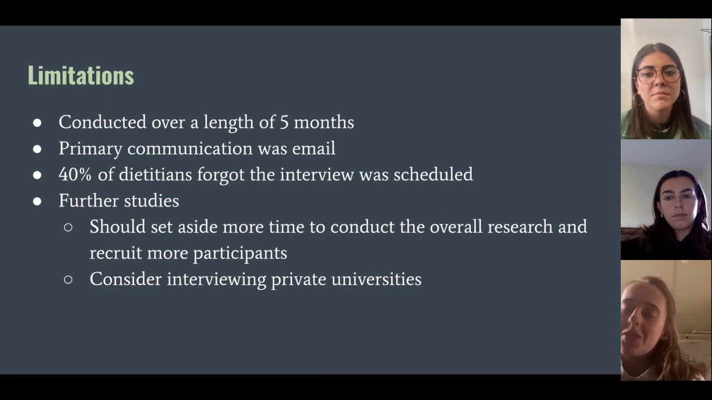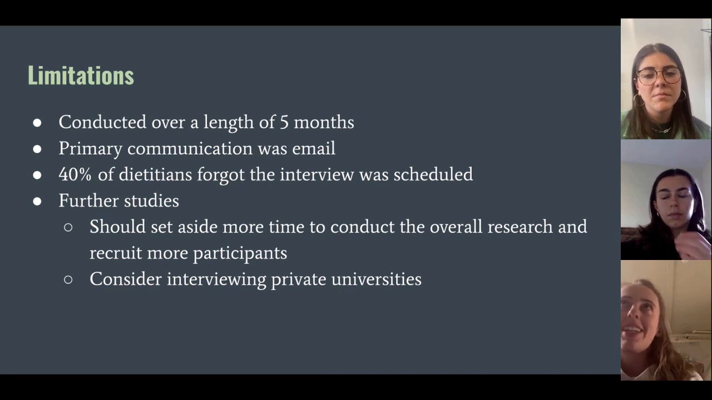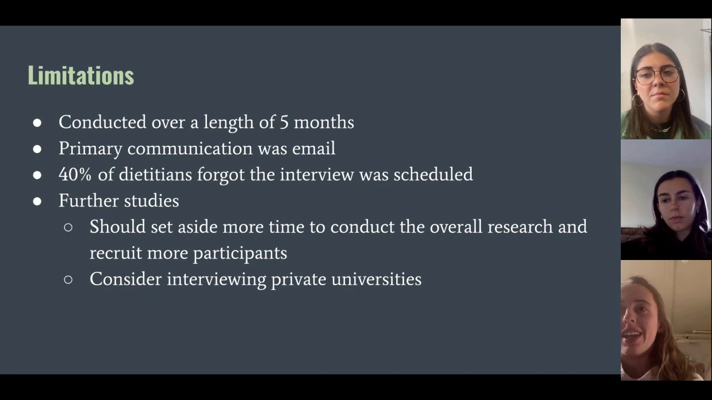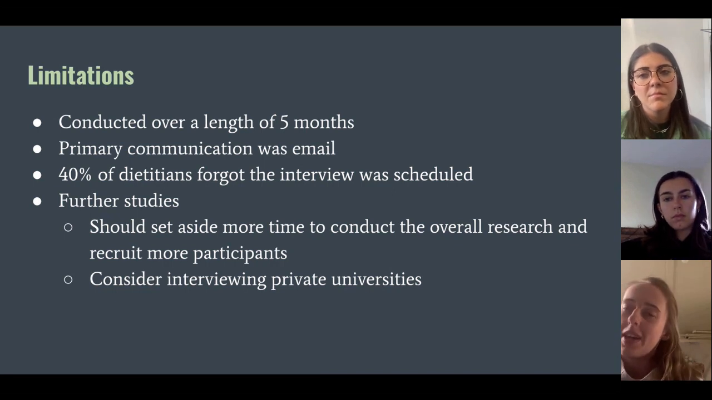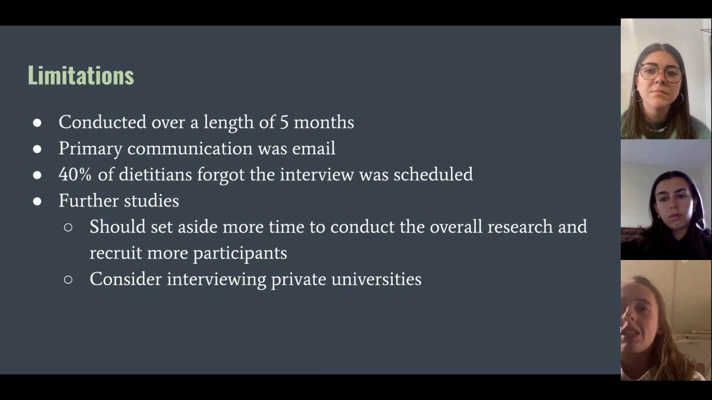And then as for future studies, like I said before, more time should be set aside to conduct the overall research and recruit more participants, because the more participants that are recruited, the more can be said about the benefits and the critical role of campus dietitians. And then also maybe even considering interviewing some private universities. We did not go into that territory. We were trying to condense it as much as possible, but it would be interesting to see if private universities do anything different compared to public universities.